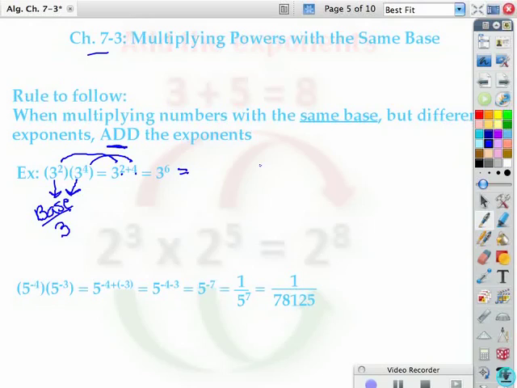Remember that it means 3 times 3, 6 times, not 3 times 6. Be careful. And this actually comes out to be 729. Here's a second example.